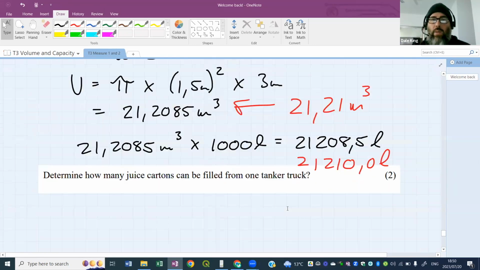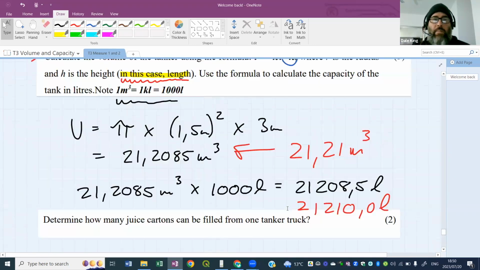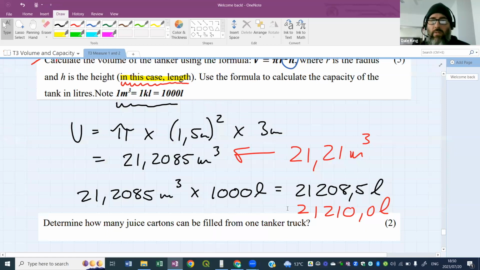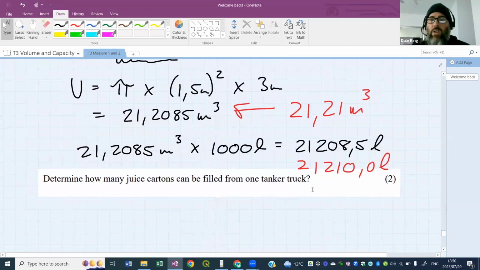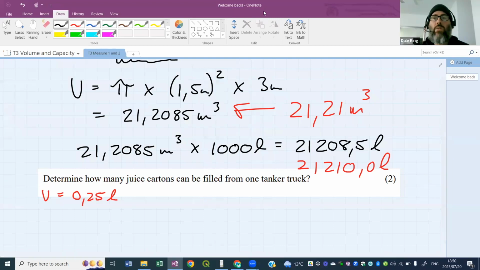Then we come down here and they say, determine how many juice cartons can be filled from one tanker truck. So how many cartons can come out of this tanker truck if they had to fill juice cartons from the juice in this tanker truck? I'll write the juice carton volume. It was over here, 0.25 liters. How many juice cartons can we get out of this tanker truck? Shouldn't take you long to work that out.